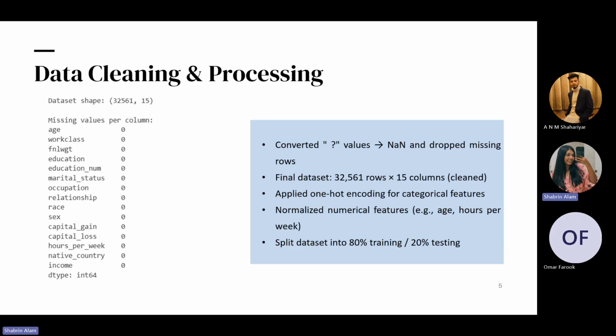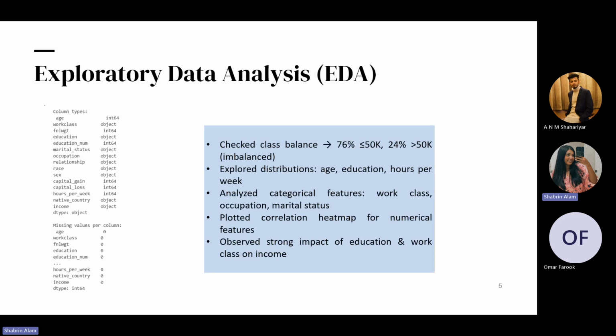And now I would like to hand over to my team member Omar Farouk, who will talk about the EDA and the feature engineering.